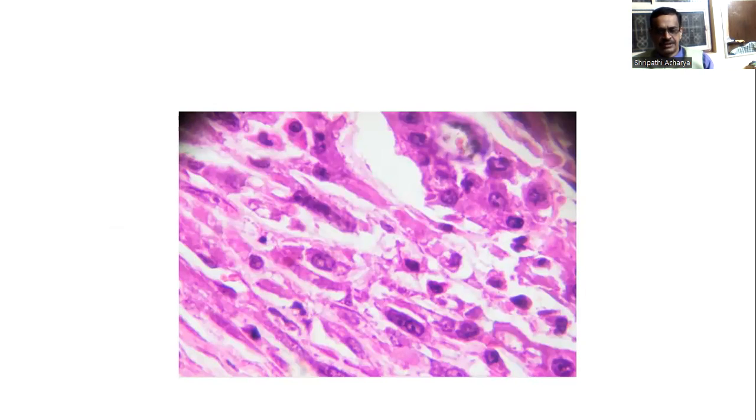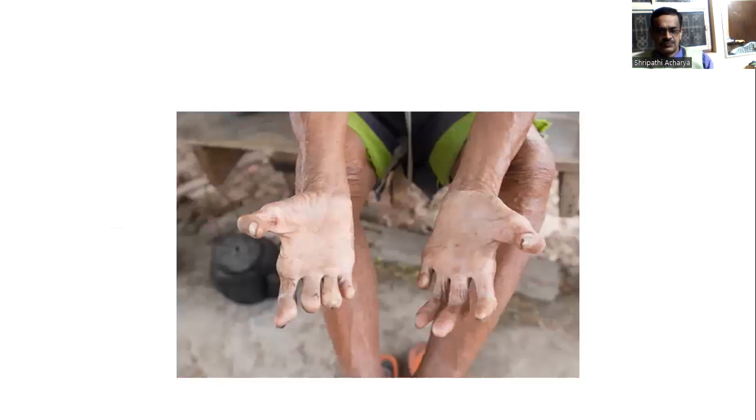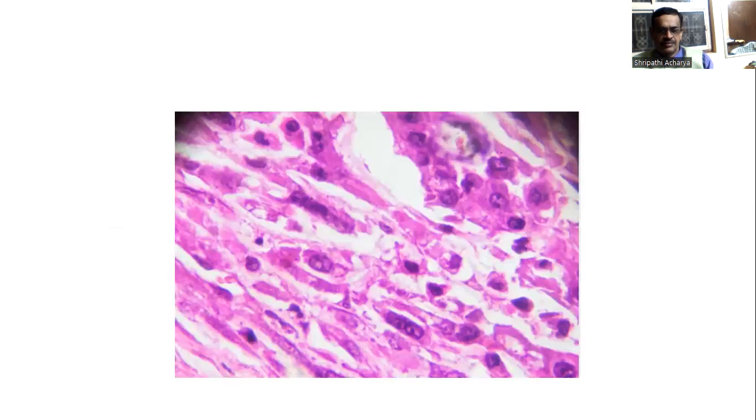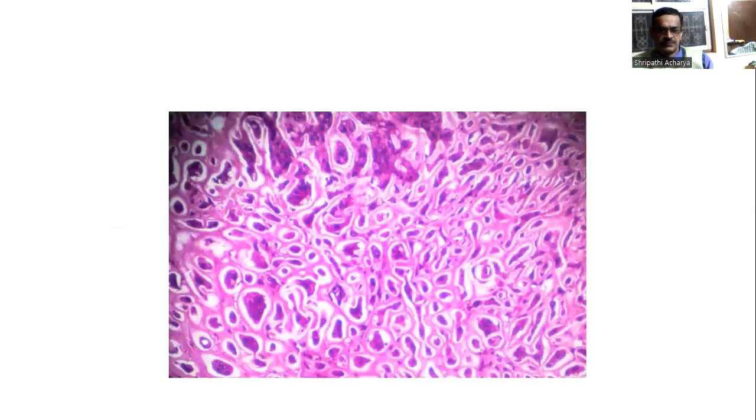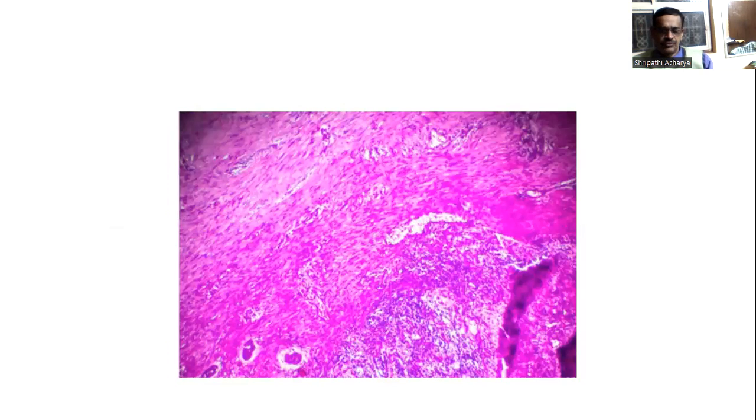The histopathology slide. Here also. In this patient, you can see the fingers are shortened, or resorbed. The muscle wasting is also seen. Hypothenar and thenar muscles are wasted. Here, features of chronic inflammation. This is also a patient of leprosy. The histopathology slide also shows chronic inflammatory signs.